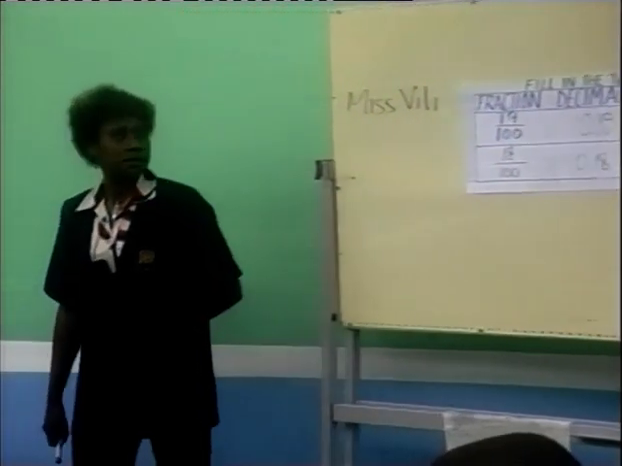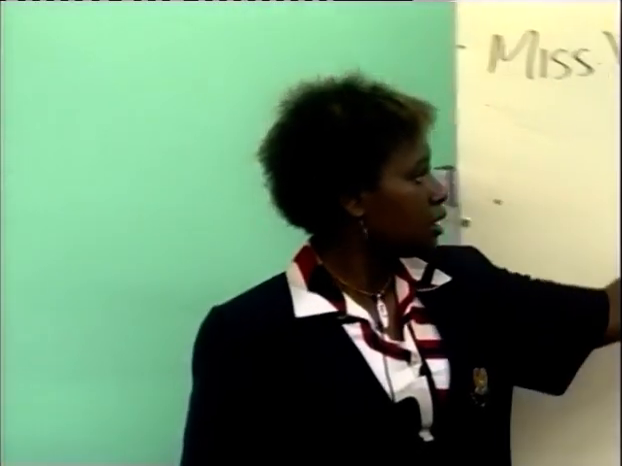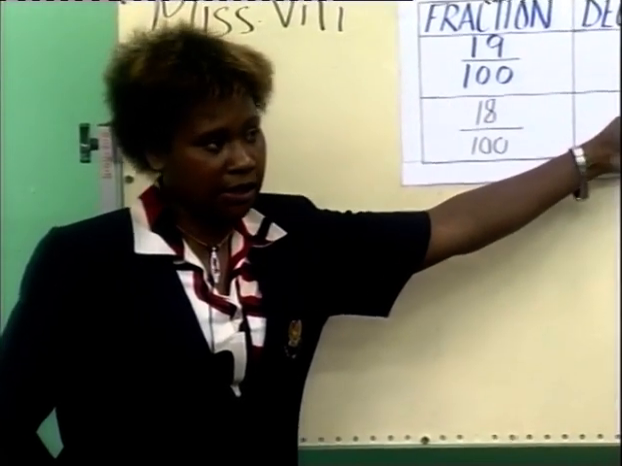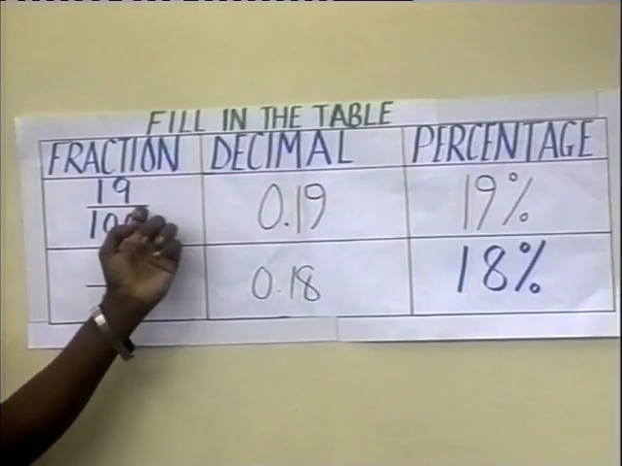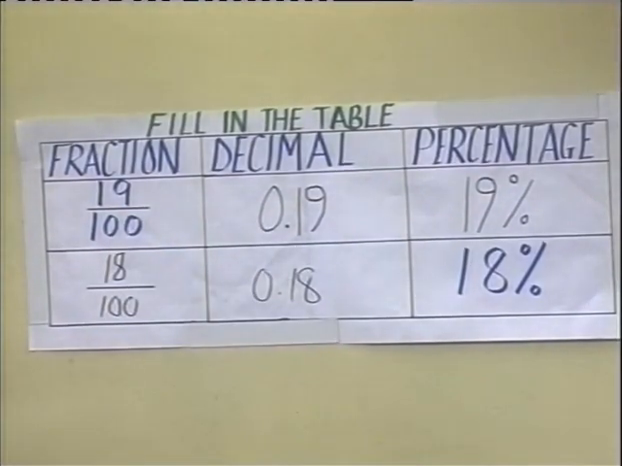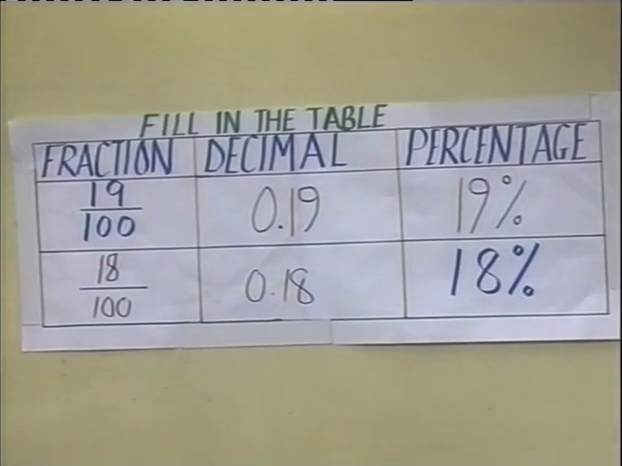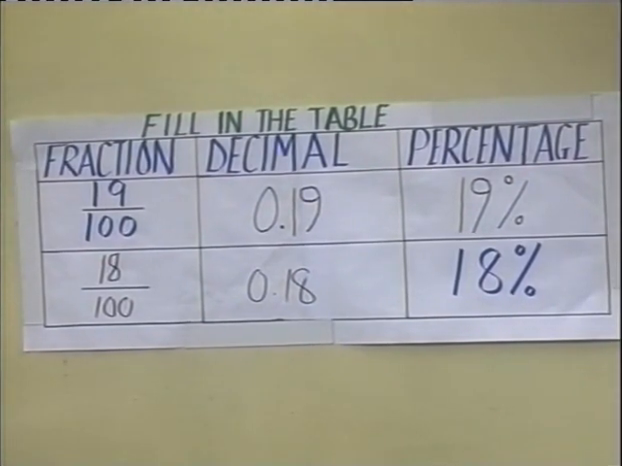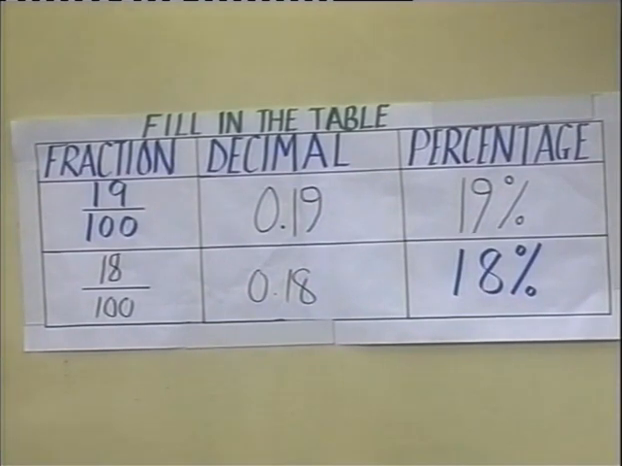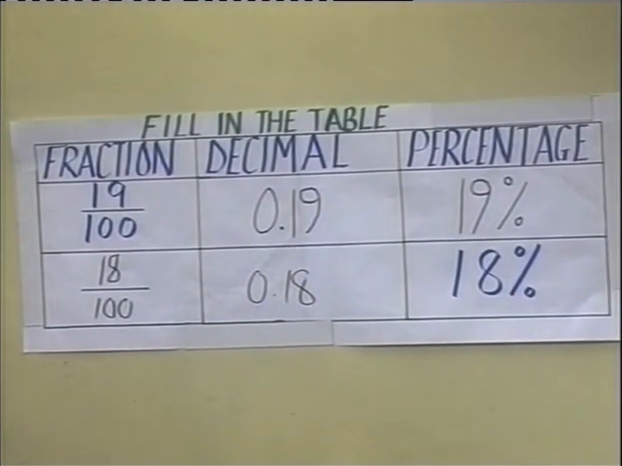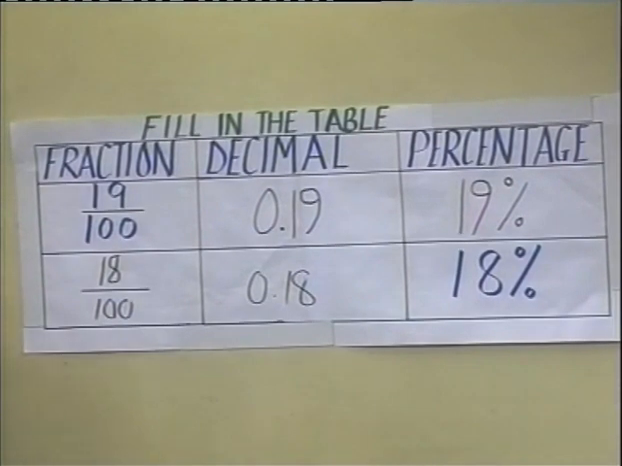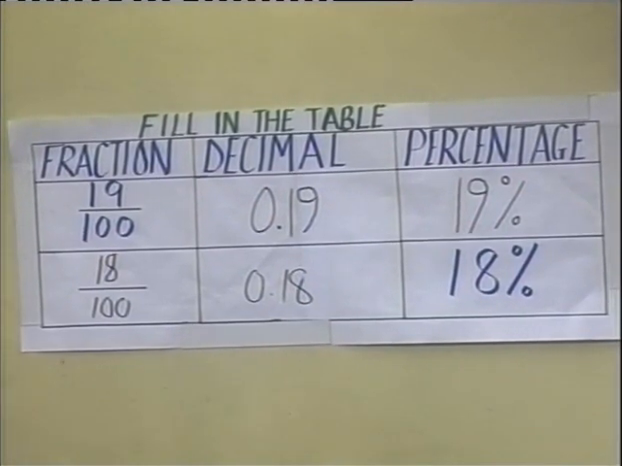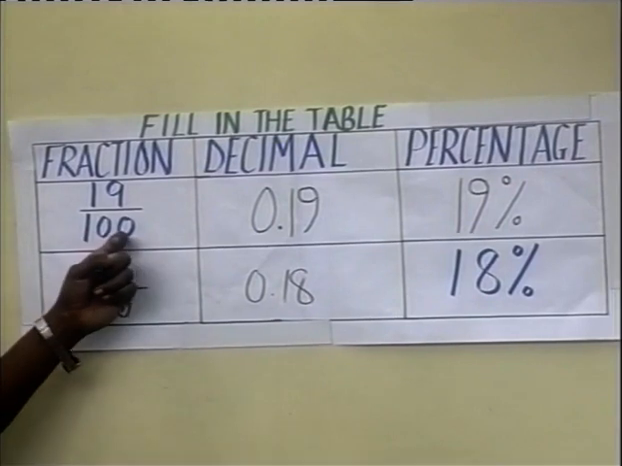Now who can tell us how she got this answer? What formula or method did she use to change this fraction into a decimal, from what you have learned? Roseanne? 19 divided by 100. Is it correct? Yes. She has divided 19 by 100.